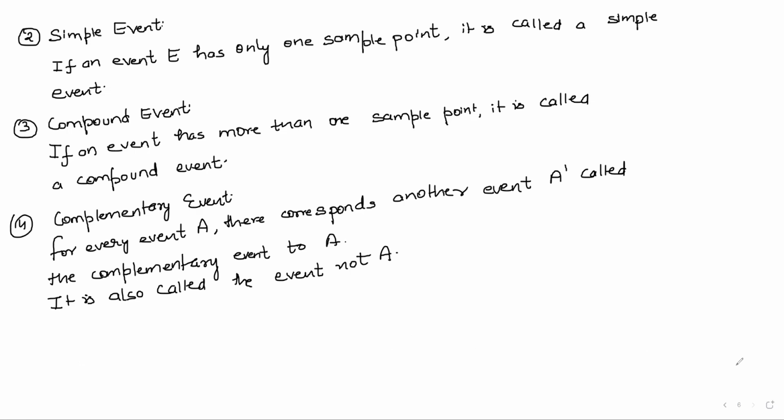Okay, we will do the next one. Fifth is the event A or B. The event A or, okay.